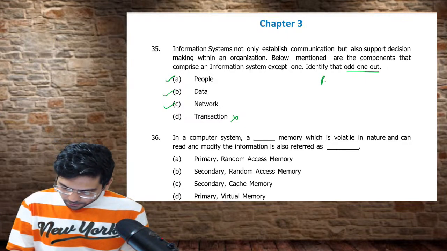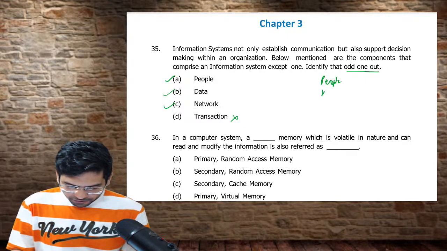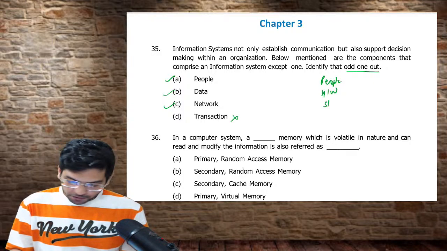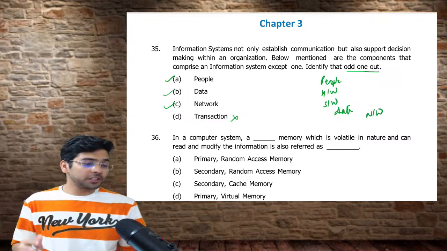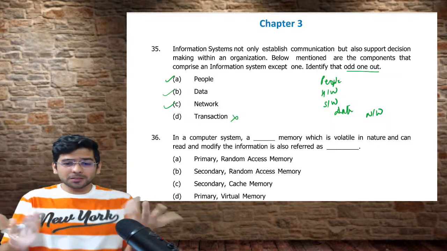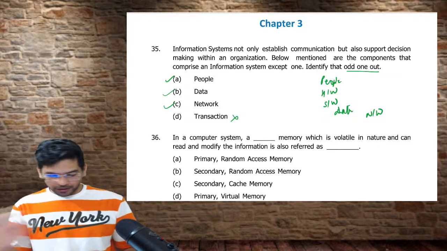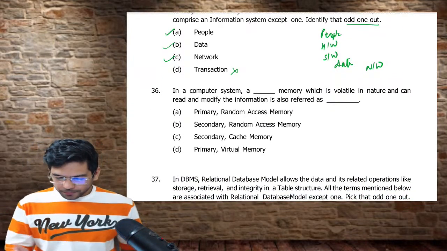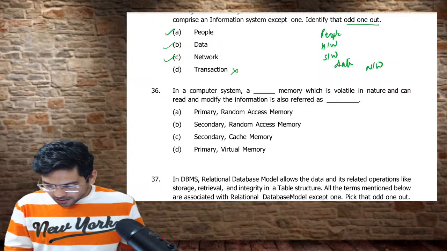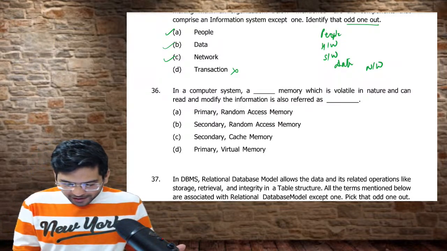We have people. If you remember, we have hardware, we have software, and then we have data, and then we have network. So these are the 5 components of information system. Transaction is not a component. Done. Easy question.